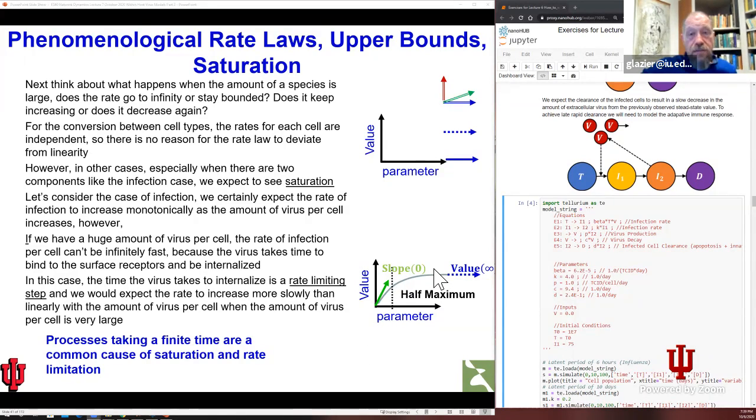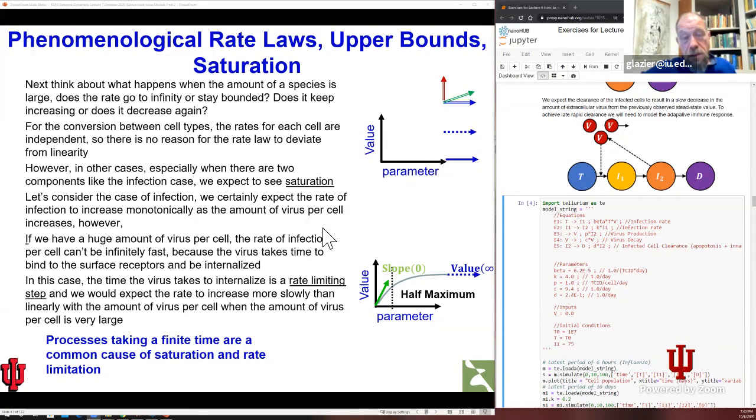There are a lot of reasons you can have saturation, but processes that take a finite amount of time are a common cause of saturation. If a cell takes some amount of time to die, if the virus takes some amount of time to reproduce, if the cell takes some amount of time to reproduce, if it takes time for the antigen presenting cell to crawl to the lymph node, anytime that something takes a finite amount of time to happen, we expect not to see linear responses, but to see saturated responses. That's a very important concept that we'll go over.